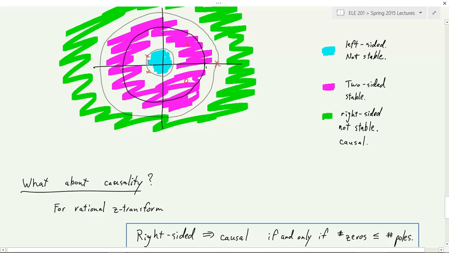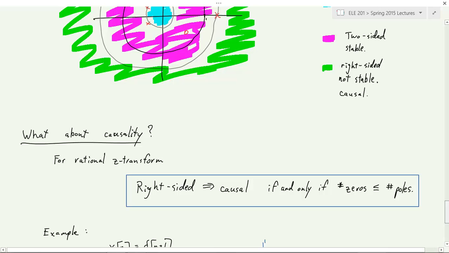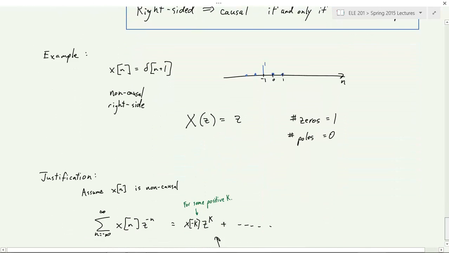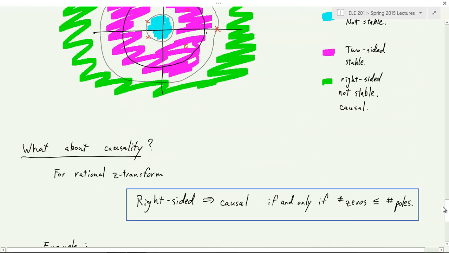And in this case, we have 3 poles and 2 zeros. So this condition is in fact true, which means that the right-sided signal here, the green one, is not only right-sided, it's actually causal. Okay? If we had more zeros than poles, then even though the green one is right-sided, it would not be causal. Okay? And I wanted to justify why that happens, so these last little comments are just to give you maybe some intuition for why this condition has to hold in the Z transform.